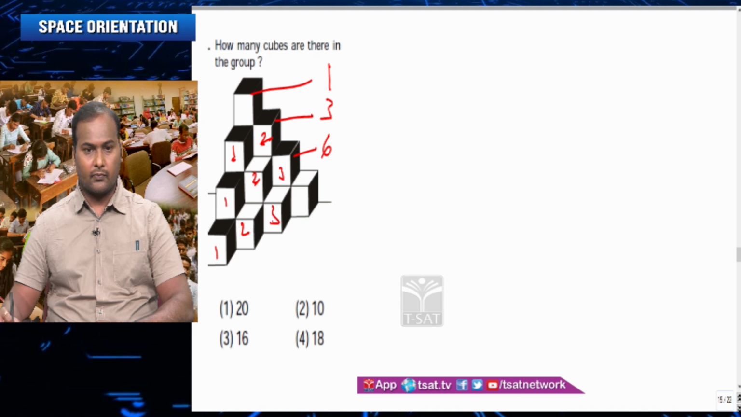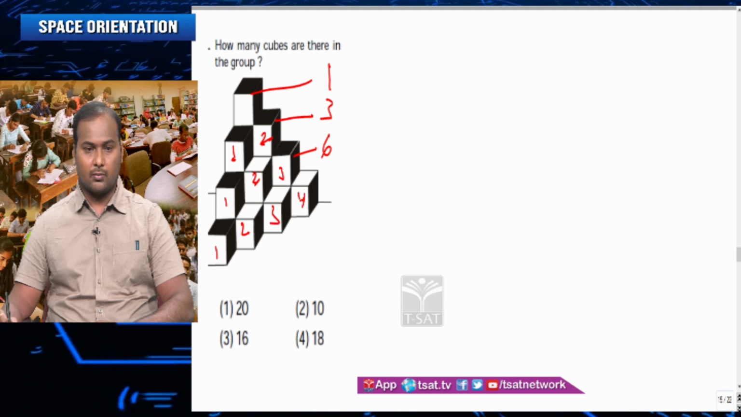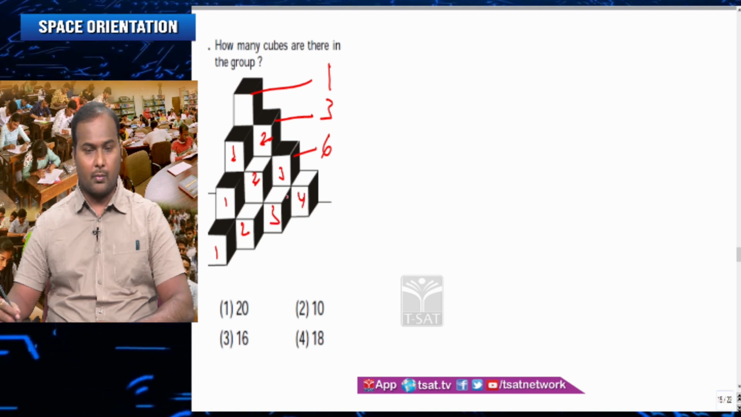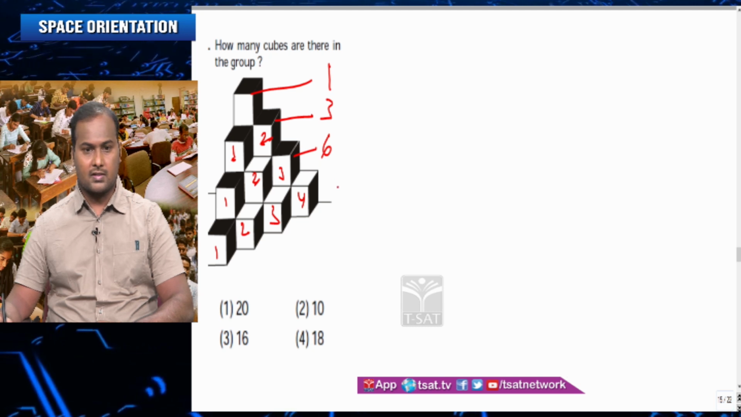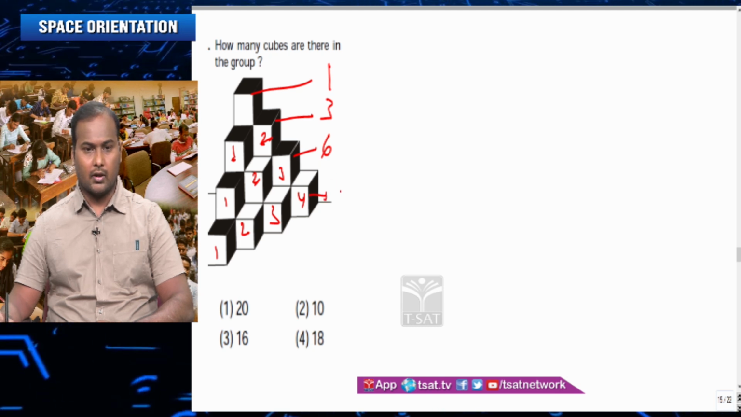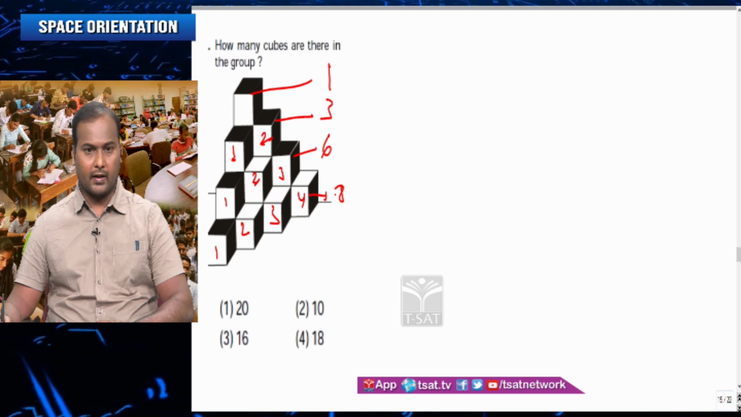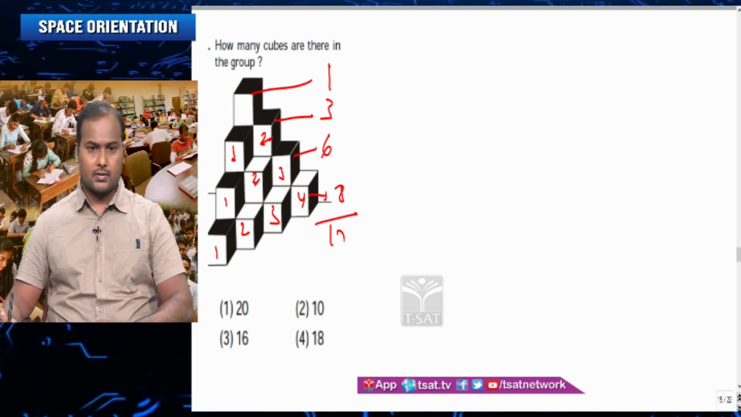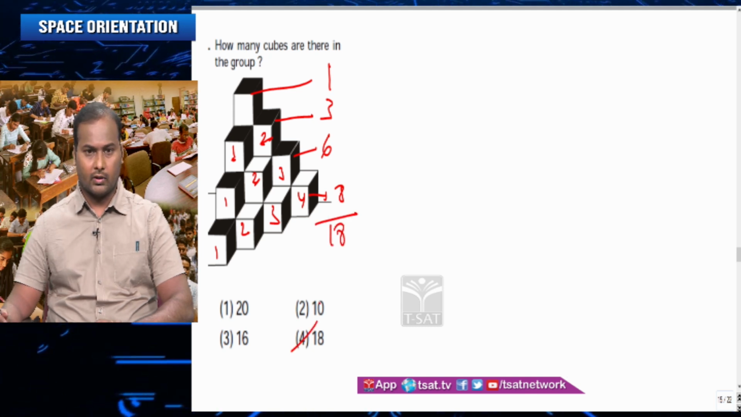1, 2, 3, 4 are visible. But on the back side, how many are there? There also 6 are there. So 8 are there. So we will go with the 8. Total answer is 18.